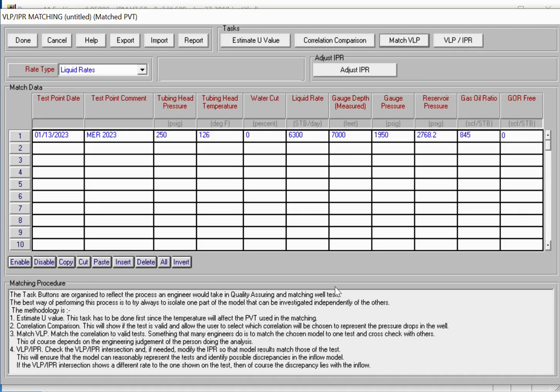Okay, now the recommended procedure is written here. It says first you estimate the U value, because the temperature will affect the PVT, of course, and then from there you do correlation comparison before you match your VLP. Then you do VLP IPR check, and then you can adjust your IPR if there is need. Okay, so those are the procedures.